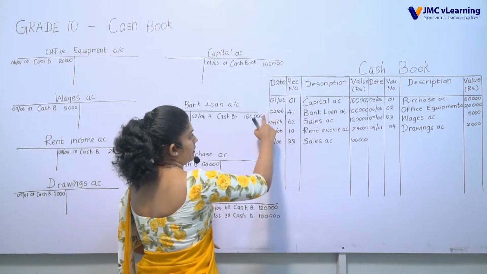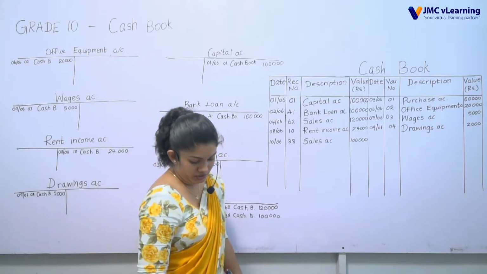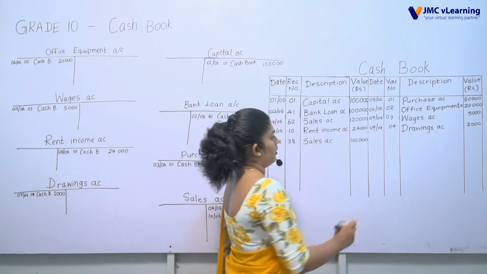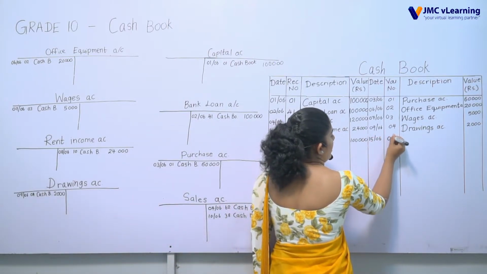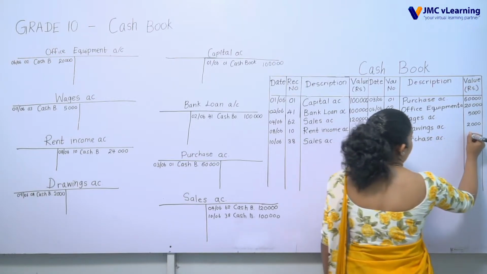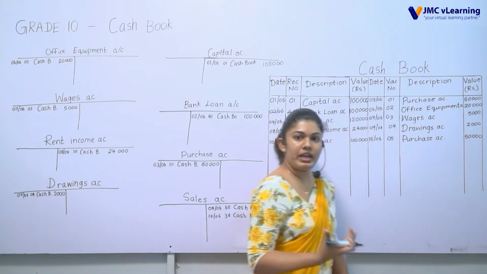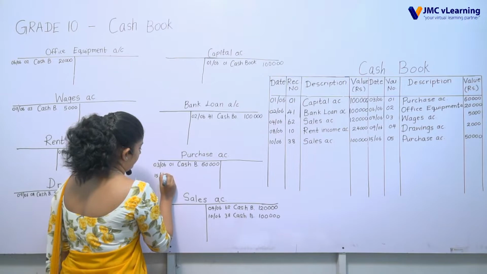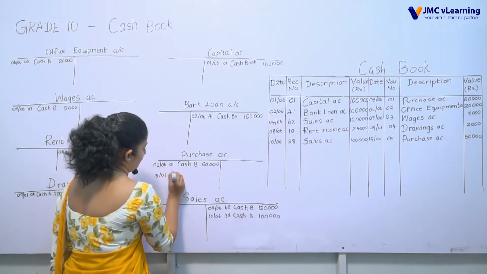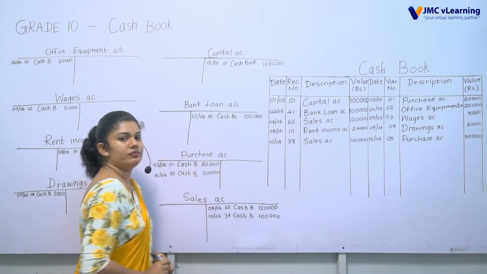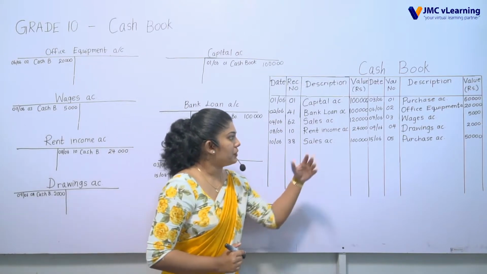Two dates, two entries. Last transaction, 15th of June, voucher number 5, cash purchases 50,000. 15th, voucher number 5, purchase account 50,000. For that also, we have already opened up a purchase account. Therefore, you have to record it there. 15th, voucher number 5, cash 50,000. Like that.